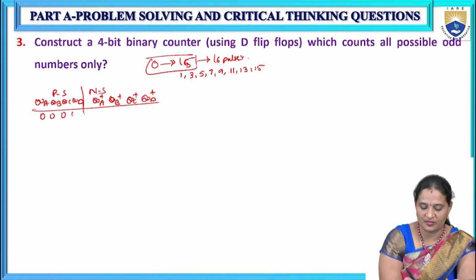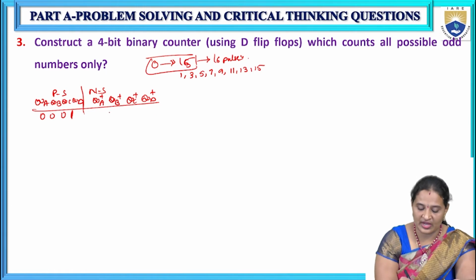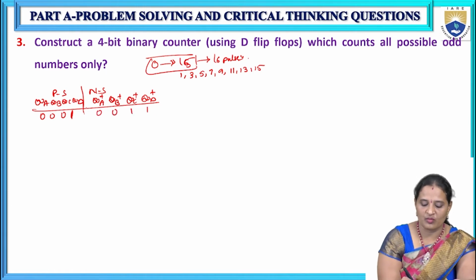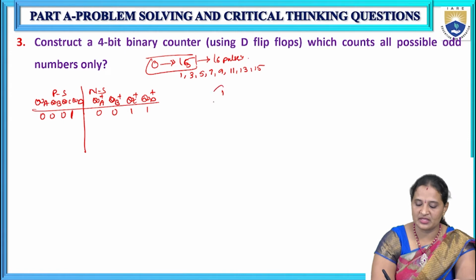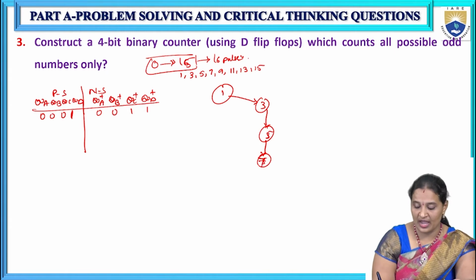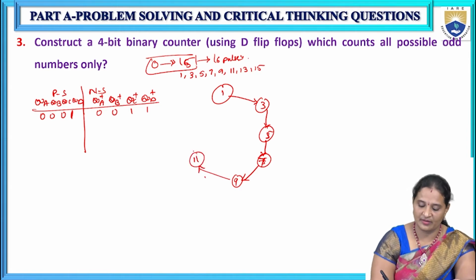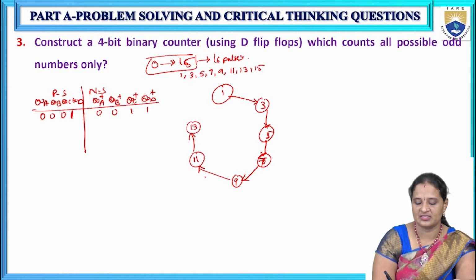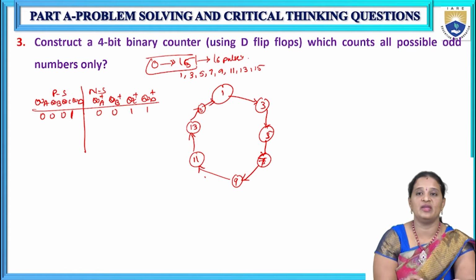Now it has to count only odd numbers, right? Let us consider my present state is 0, 0, 0, 1. The next state will be 0, 0, 1, 1, because after 1 comes 3. If my present state is 3, it will go to 5. If my present state is 7, then it will go to 9. Then if my present state is 9, the next state will be 11. If my present state is 11, next state will be 13. And if my present state is 15, next state should be 1.